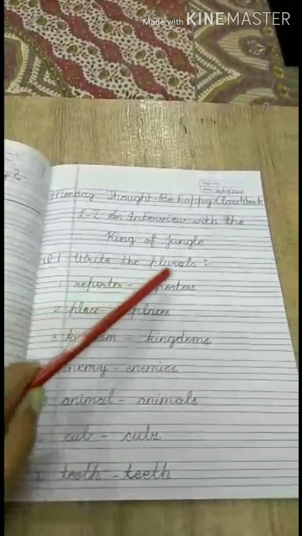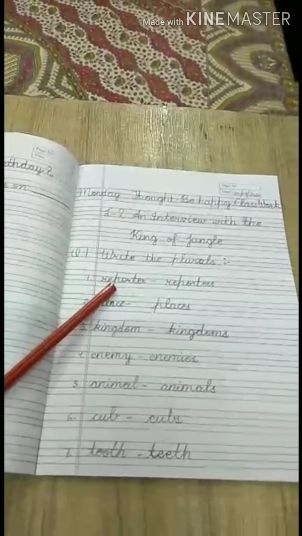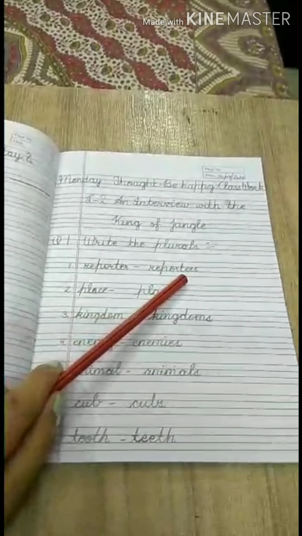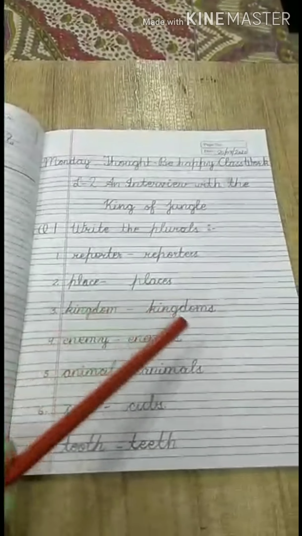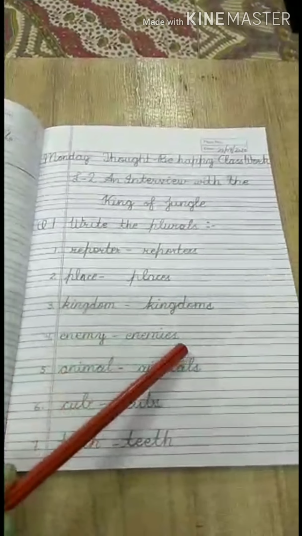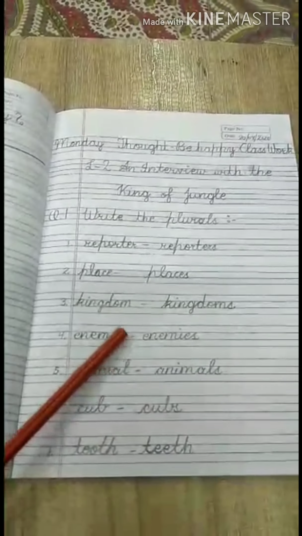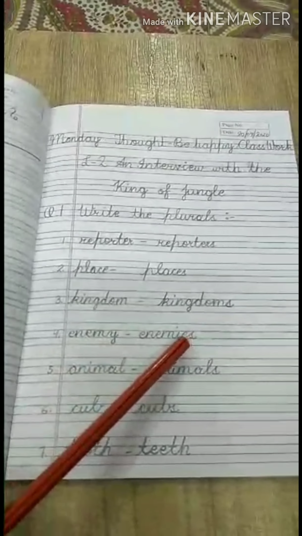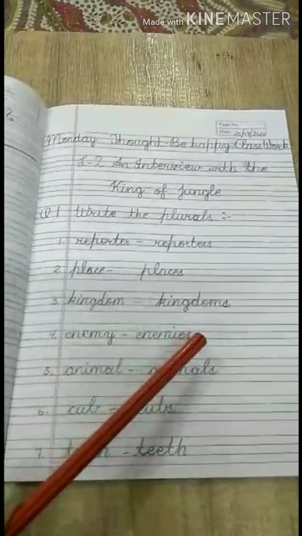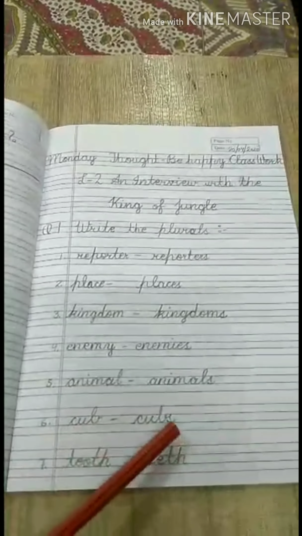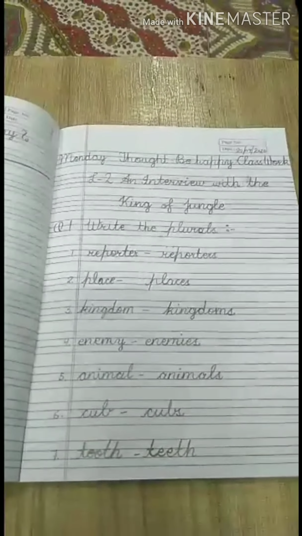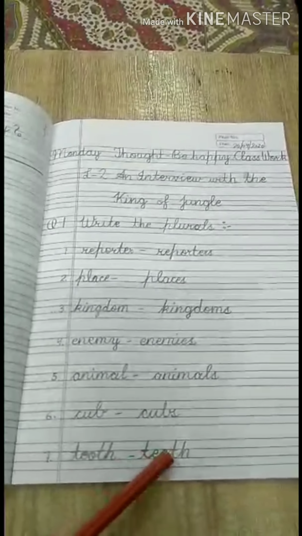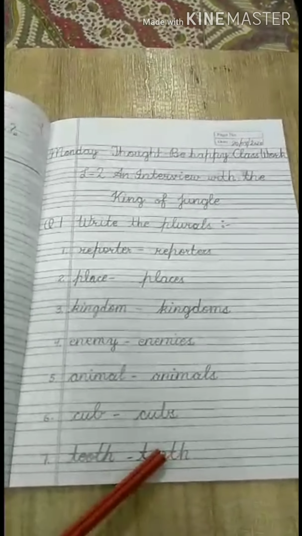Question 1. Write the plurals. What is the plural of reporter? Reporters. Place, places. Kingdom, kingdoms. Enemy, enemies. Now here, Y has been turned into I-E-S. Animal, animals. Curb, curbs. Tooth, tooth is one tooth. But teeth, teeth includes more than one tooth.